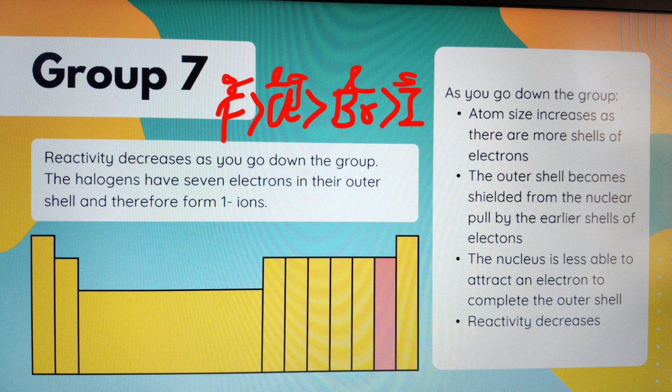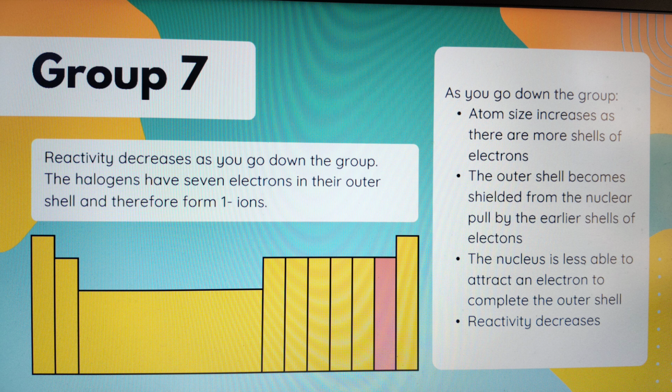Now comes the last group, that is group 0. You only have to remember 3 groups, that is group 1, group 7, and group 0. Only for group 2, you just have to remember the name, that is alkaline earth metals, and the elements for it. That's it. Nothing much more than that.